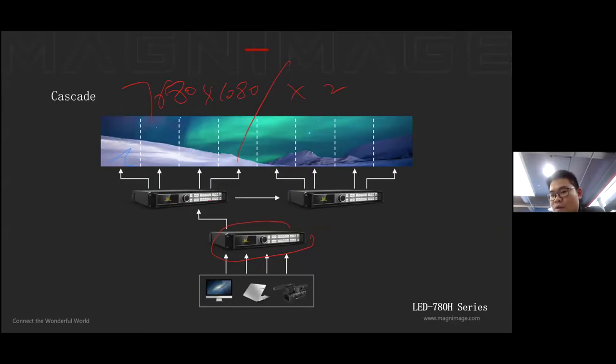Here one piece connects this screen, four pieces, each output connects one screen, and this sending card here also. Use these two pins to cascade, use this one output to here, and this one can do loop to this one.